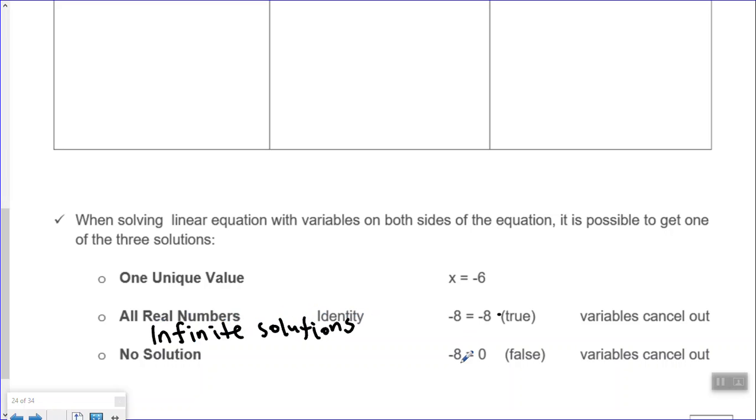And then when you cancel the variables, you are left with two numbers, but they are not the same. This is false, variables are cancelled out and your answer is no solution. So you have to write them down.